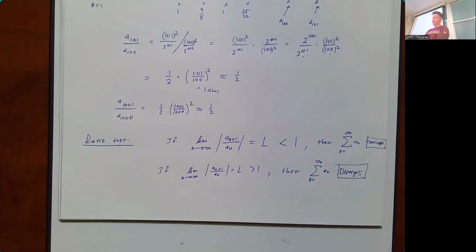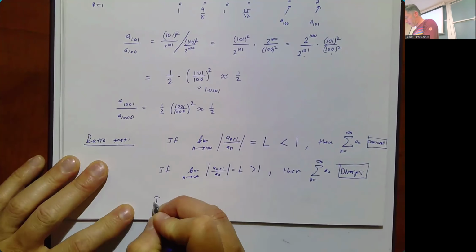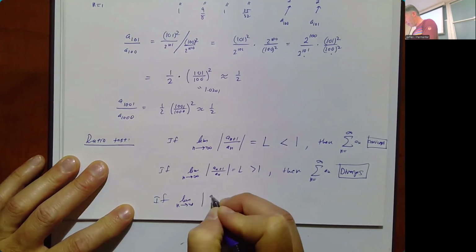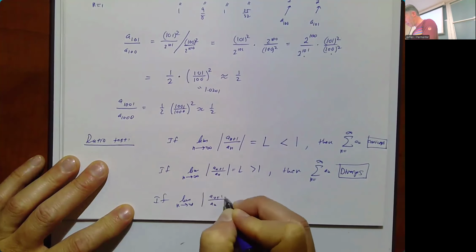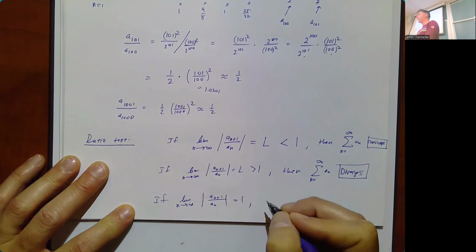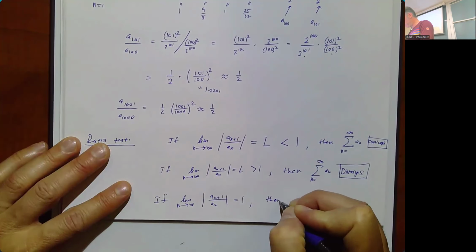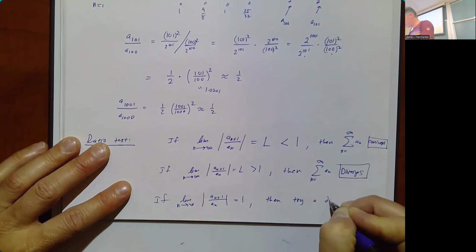And then sadly, if the limit is equal to 1, the test is inconclusive. So if the limit as n goes to infinity of a_(n+1) over a_n is equal to 1, what that really means is you should try something else. Then try a different test.